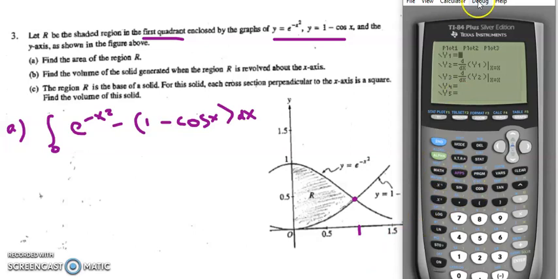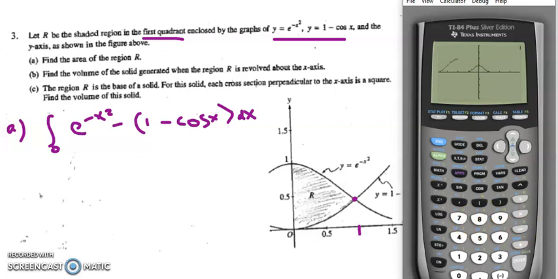So we go to our calculator and for y1, type in e to the negative x squared. I'm going to skip over y2 and y3, which I always leave in there, and for y4, we're going to put in 1 minus cosine of x. Then I'll do a zoom trig, choice 7, so this should give me what I want in terms of a window.